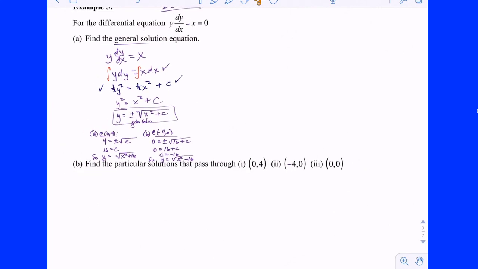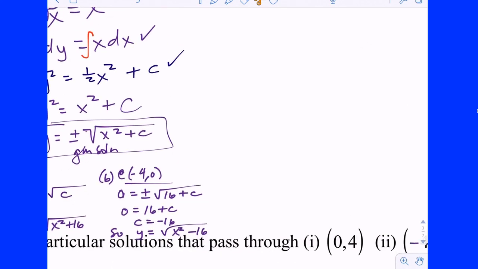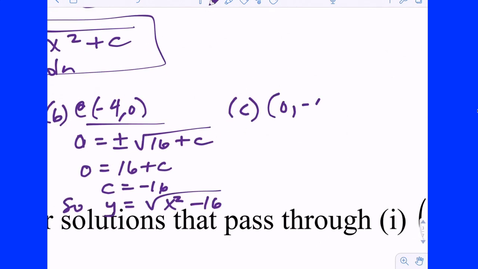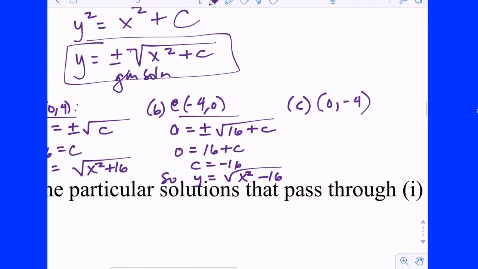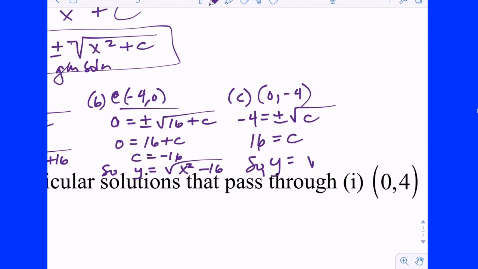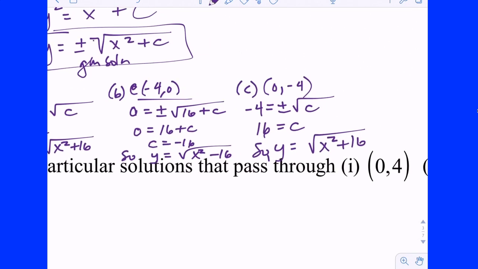It doesn't matter if you use plus or minus on this one. Let's throw a bonus question in there. I'm labeling them wrong. Let's call this one C and just be cavalier. What if we wanted 0, negative 4? Well, now if we plug into the general form, we would get negative 4 equals plus or minus the square root of 0 squared plus C. Square both sides, you get 16 equals C. So y would equal the square root of x squared plus 16, which is the same one we got on A.